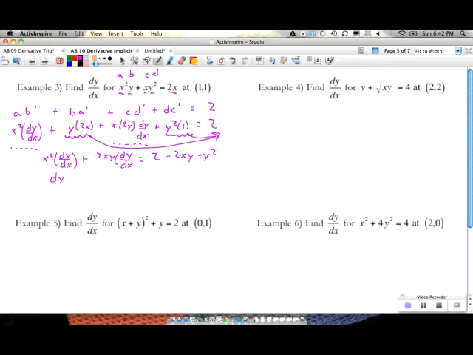Now again, we've got to factor out this dy/dx. We'll be left with x squared plus 2xy. We're going to wind up dividing by that. We have 2 minus 2xy minus y squared. So we're going to divide by x squared plus 2xy on both sides. Now I know this seems like a lot, but even after we've done all that, we still have to figure out the slope at (1, 1).